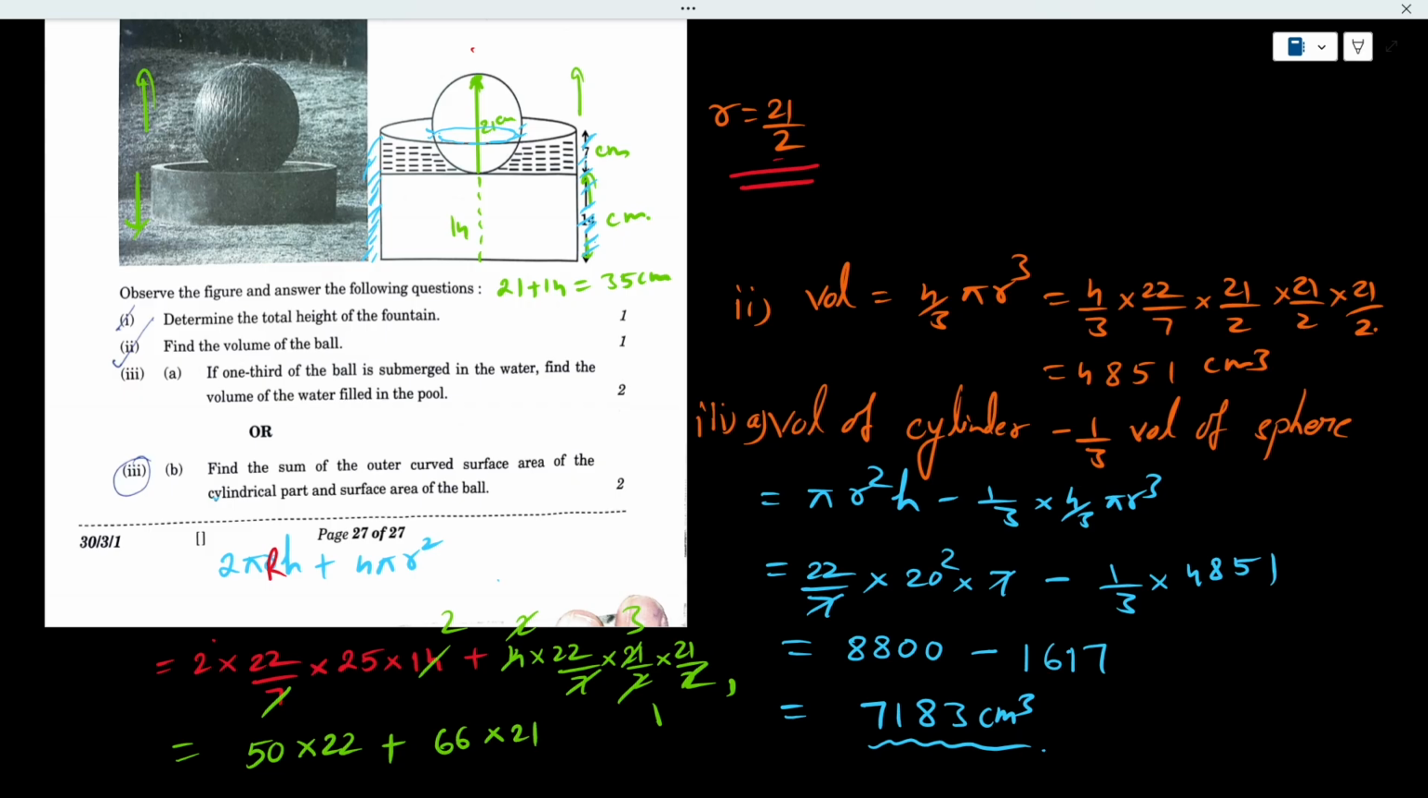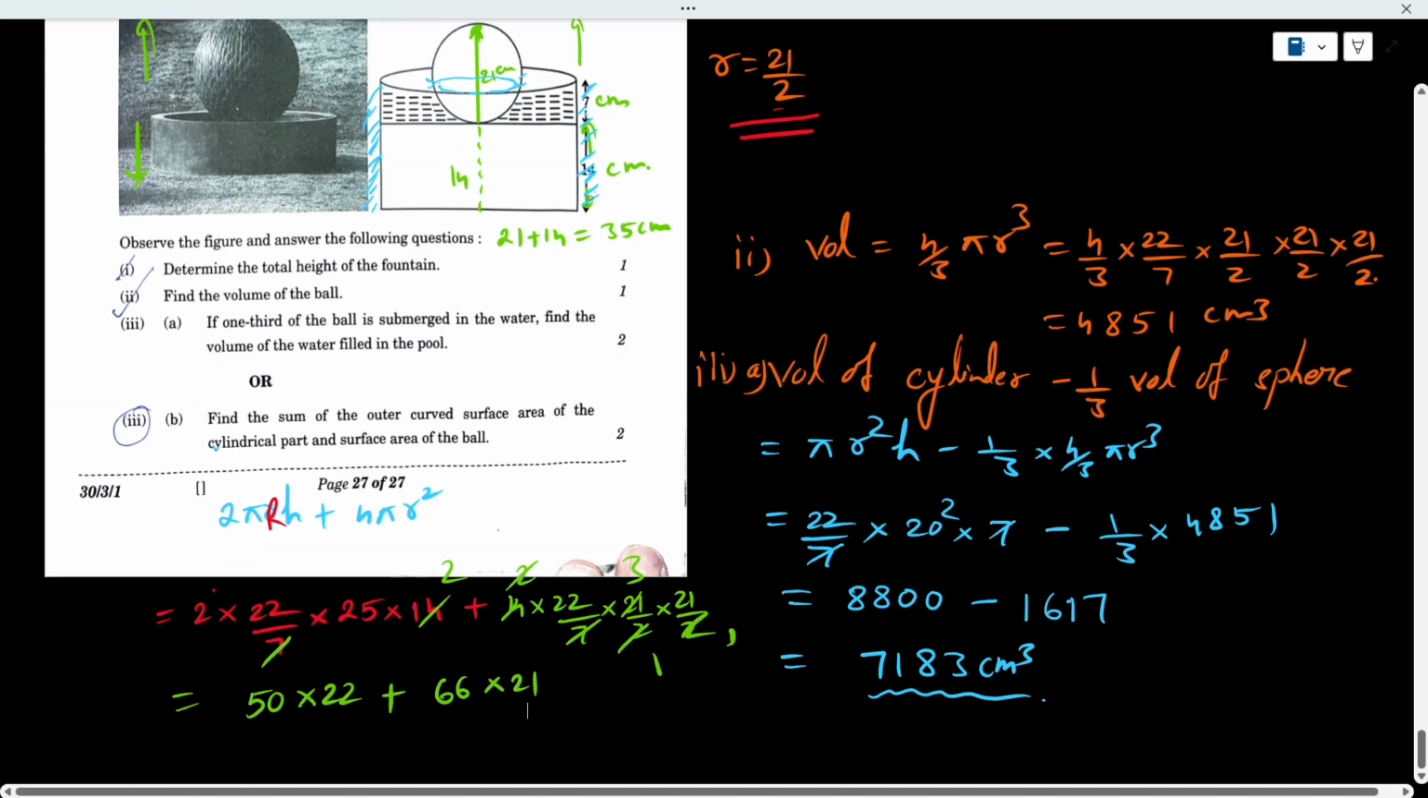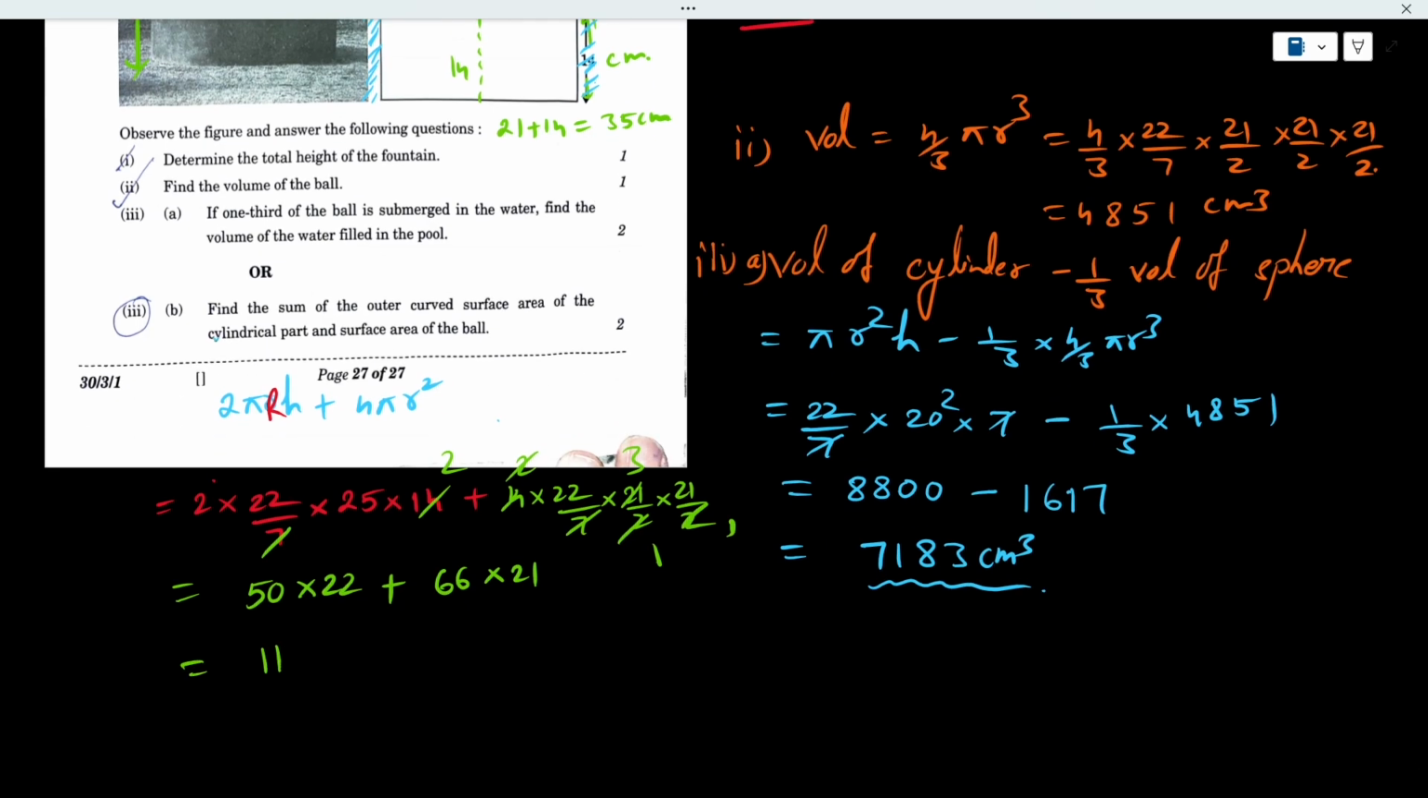Let me quickly check here. 22 into 50 is going to be 1100. This 2 is also there, so it will be 1100 into 2, which is 2200. Plus you are left with 66 into 21, which is going to be 1386, and if you add both, you will get the answer. So the total surface area will be 3586 square centimeter. Right, so here your case study ends.